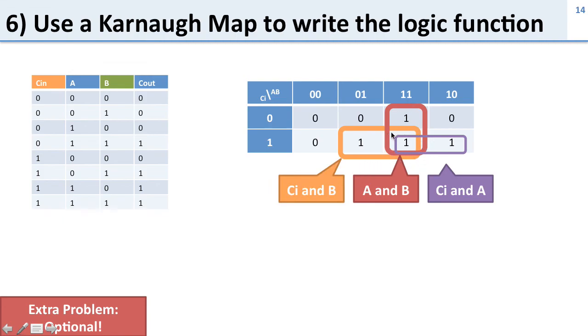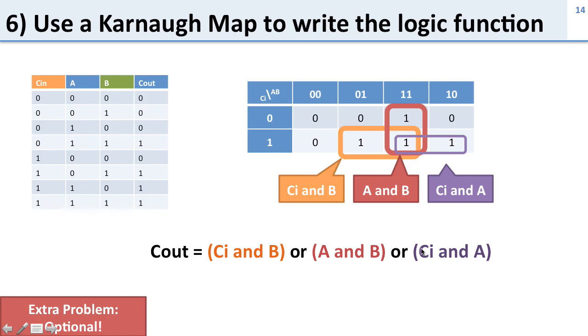And you'll note that these boxes overlap. But that's fine because the final result is going to be the OR of all of them. So if they're all true, that's fine. You still get a true answer. So here's the logic for this truth table. It's Cin and B, or A and B, or Cin and A.